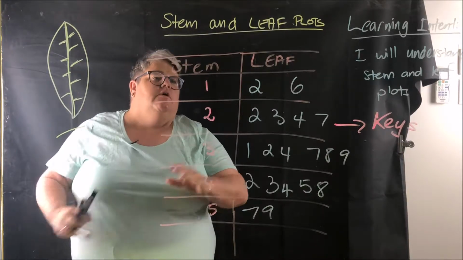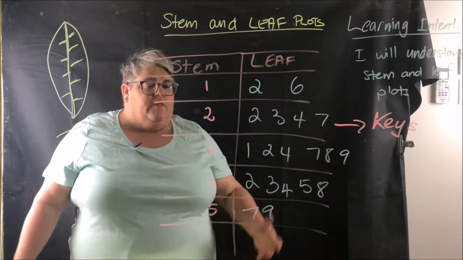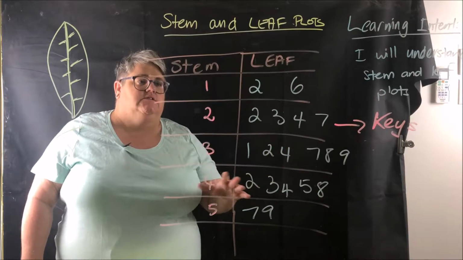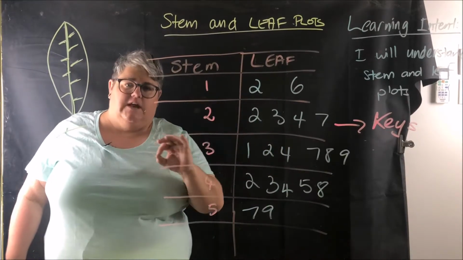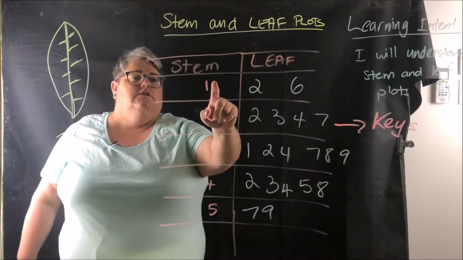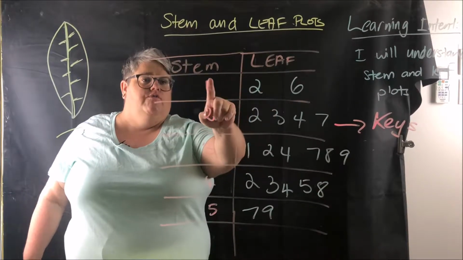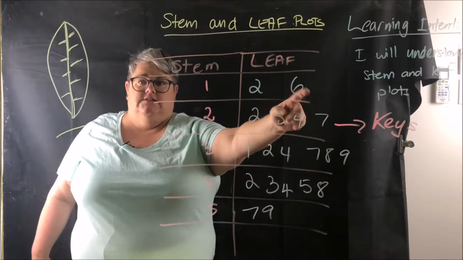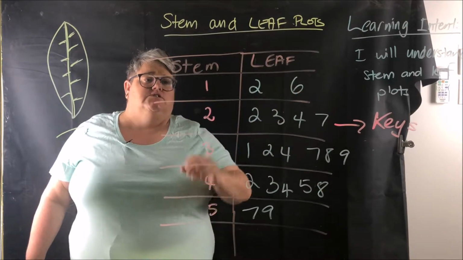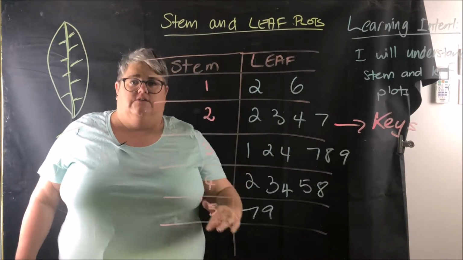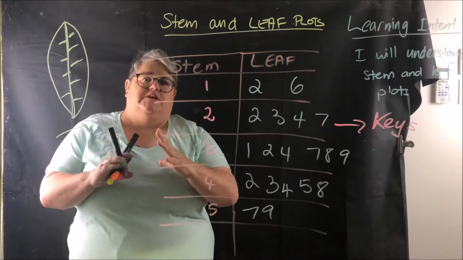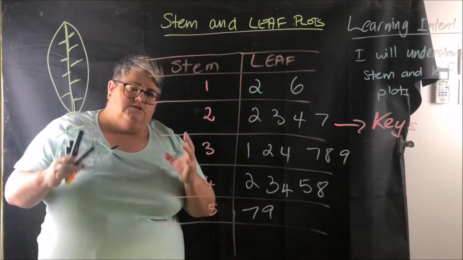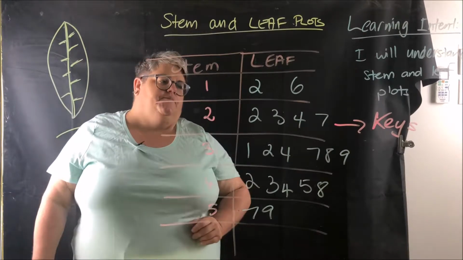For example, let's say this was scores on a test. So stem 1 is saying all the people that started their score with a number 1, so 1 and 2 is 12, and 1 and 6 is 16. So rather than writing all those individual numbers out, a stem and leaf plot allows us to put all that information together and make it more concise and easier to read.